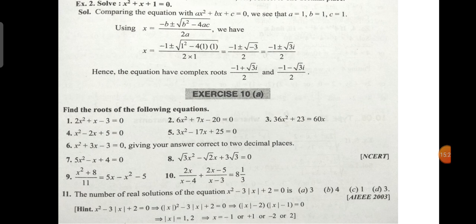I think all of you understood. So the exercise is to find the roots of the following equations. Please solve the equations. It's easy. You have to solve these using the quadratic formula.